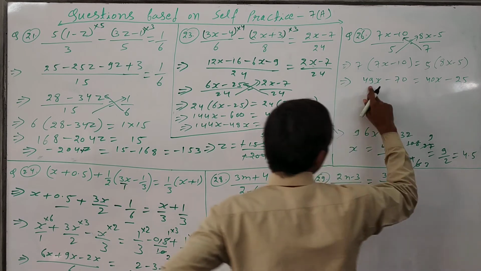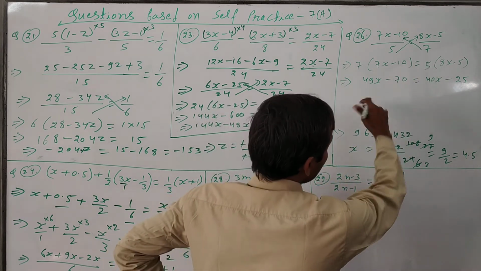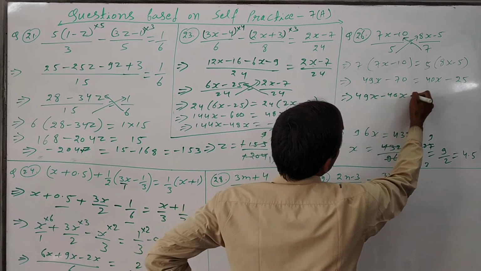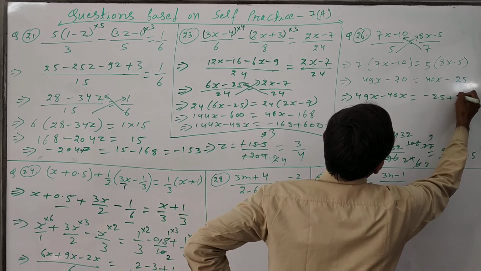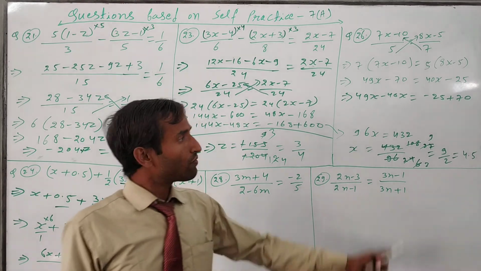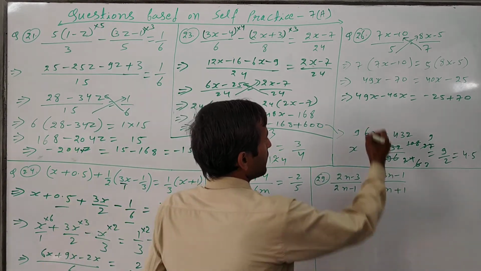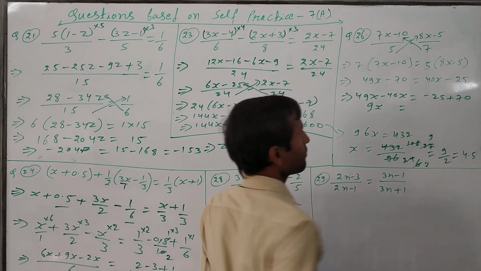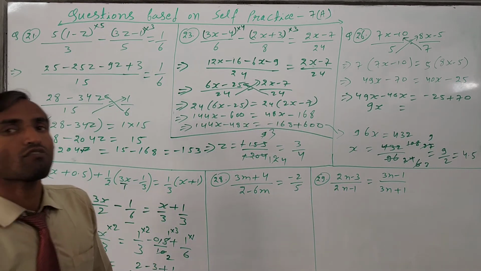Okay, so 49x and 40x, let's shift this side. So 49x minus 40x is equal to minus 25 plus 70. Okay, now we have to subtract here, 9x will come, and here let's subtract 70 minus 25, how much will come? Then it will come 45.